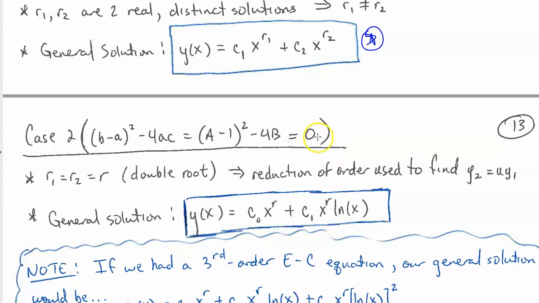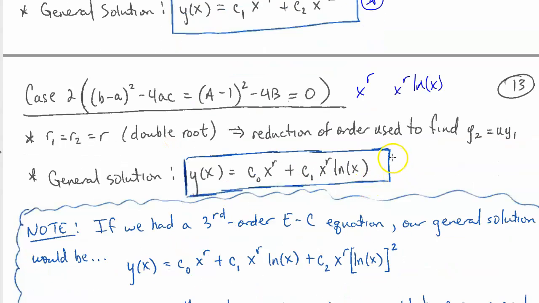So we had to do reduction of order. We knew x raised to the r was a solution, but doing reduction of order also gave us x raised to the r times the natural log of x. And if we do linear combinations of these, we have our solution here.